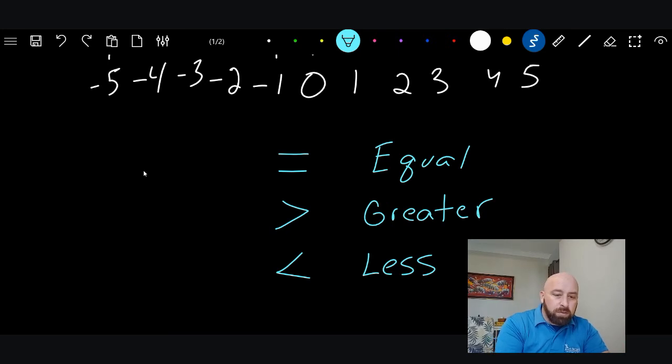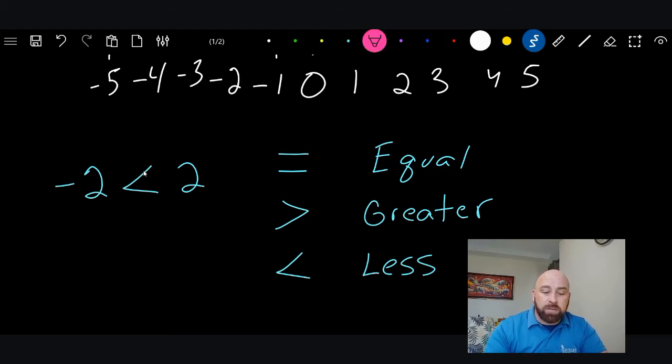Here's another example. -2 to 2. What would that one be? -2 is less than 2. Now I want you to see something very interesting about this. And let me do another one. 4 and 2. Well, 4 is greater than 2.